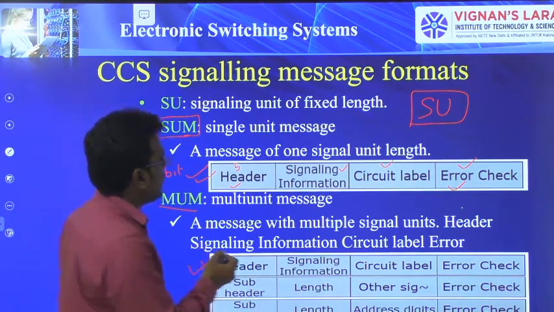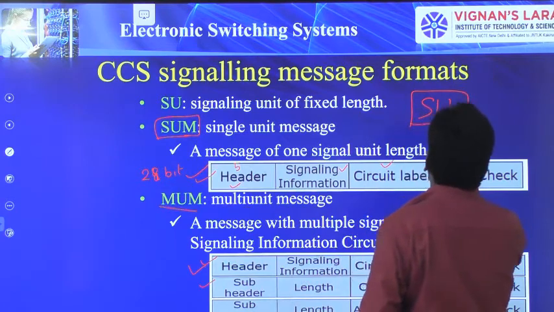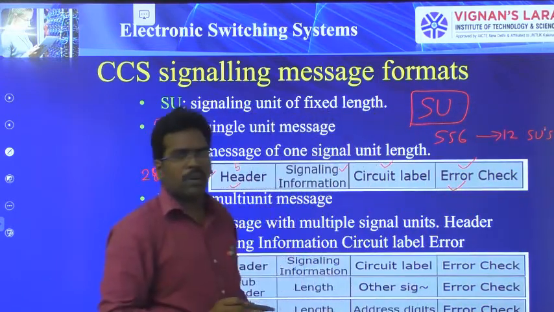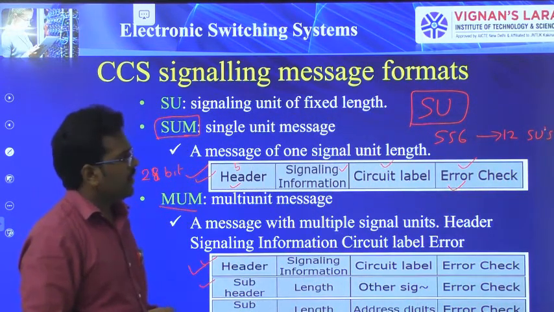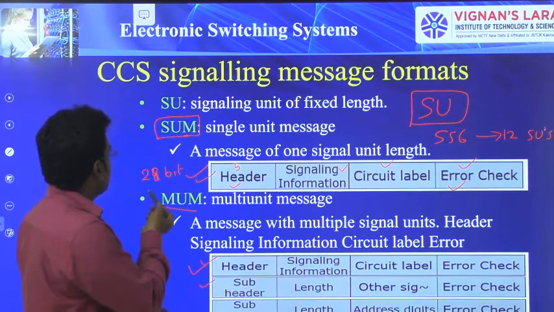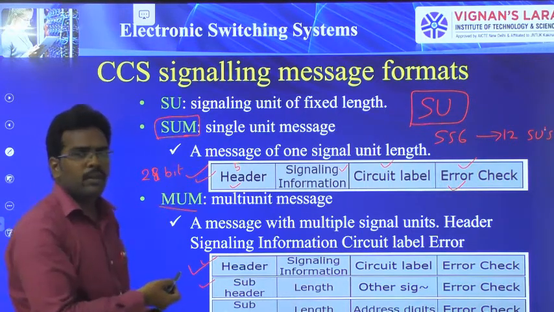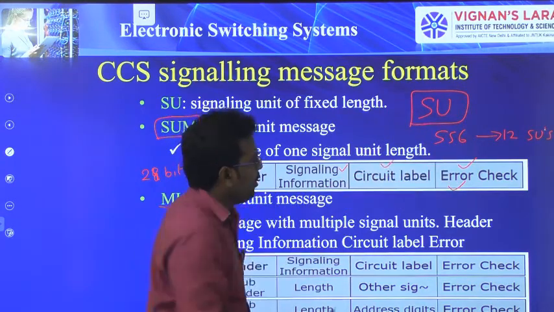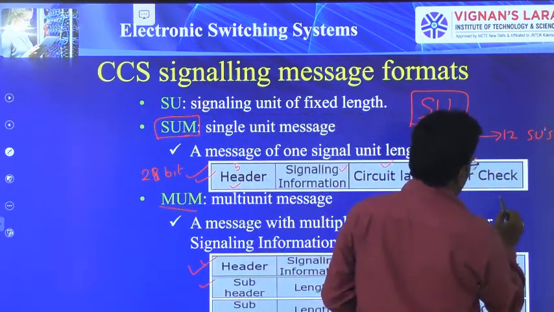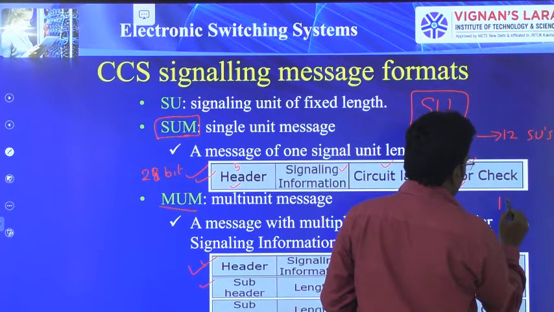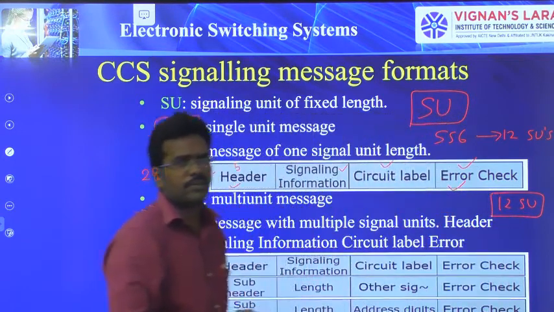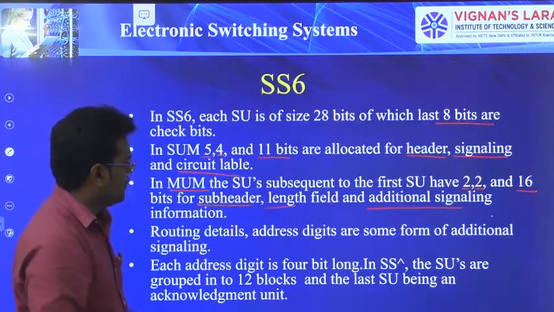In case of SS6, it uses totally 12 SUs. Those SUs may be SUM or MUM. Out of these 12 SUs, it is going to use the 12th SU for synchronization.